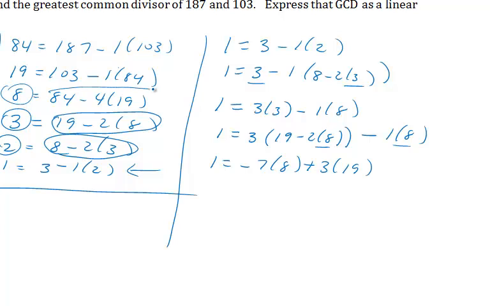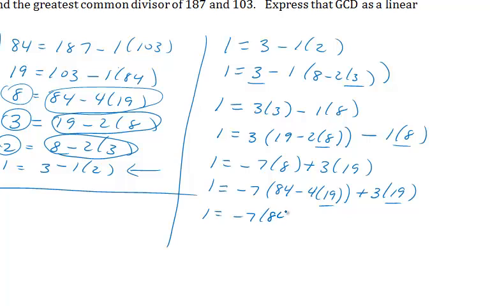Now we've got 8, and we want to replace it with this expression. 1 equals negative 7 times 84 minus 4 times 19. And then we've got 3 times 19 from above. Okay, again, we're going to combine the 19's. So I've got negative 7 times 84. I've got negative 7 times negative 4, so that's 28 times 19. Got 28 plus 3 more is 31 times 19.